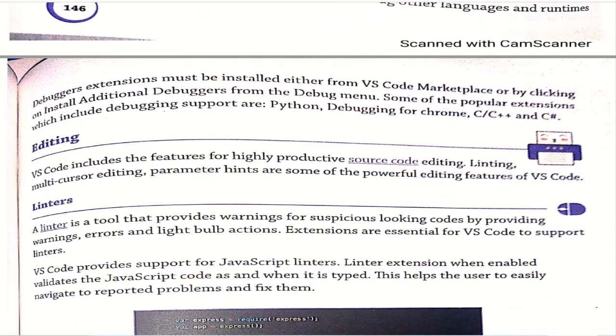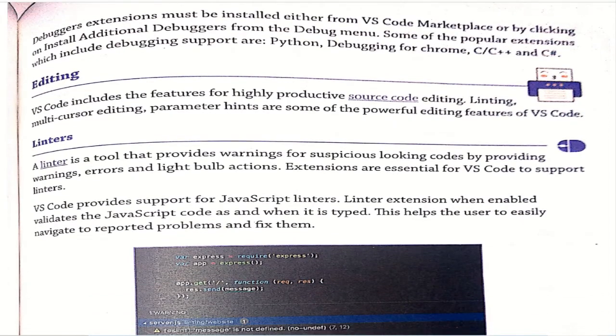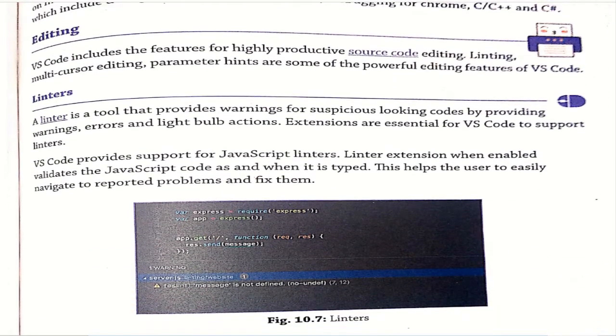In Visual Studio Code, it includes features for highly productive source code editing. Now, what is source code? The code which is available from the earlier file is known as source code. So linting, multi-cursor editing, and parameter hints are some of the powerful editing features of Visual Studio Code.